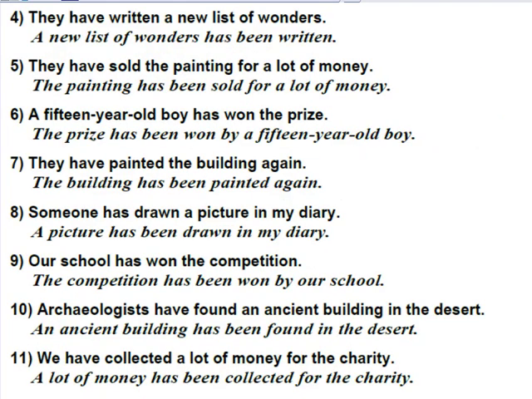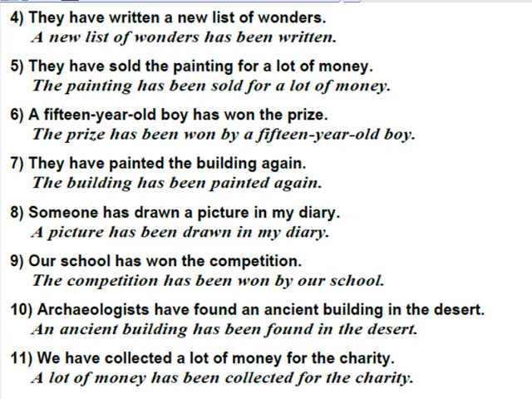Number 4, they have written a new list of wonders. So, a new list of wonders has been written. Why do we choose "has", not "have"? Yes, because it's also a new list, so it's a singular noun.